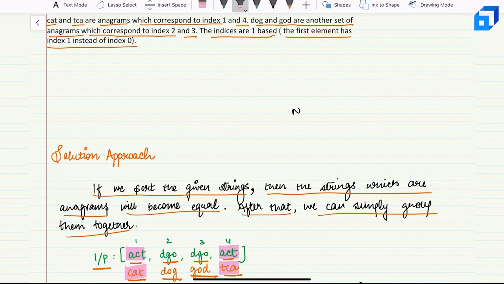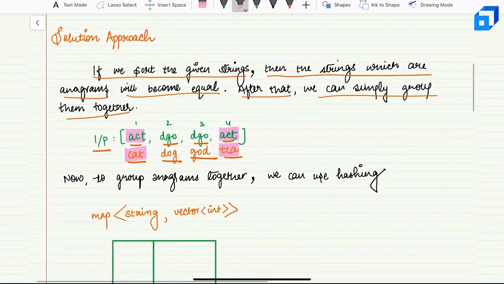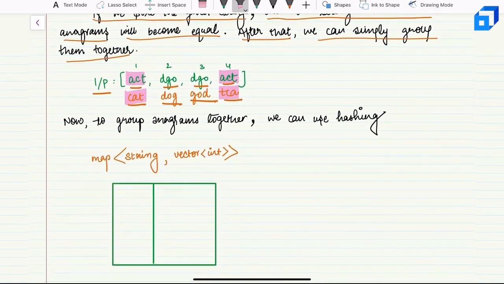So now to group the strings, basically we can perform hashing. So how can we do that? So a key can be the string, right? This unique string. Here the group of anagram is cat and tca, right? So we can have a unique string for them, which is act. Likewise for dog and god, we can have a unique string as dgo. So we can have a string and then we can have value as vector of int because we have to basically keep track of the indices of the anagrams, right?